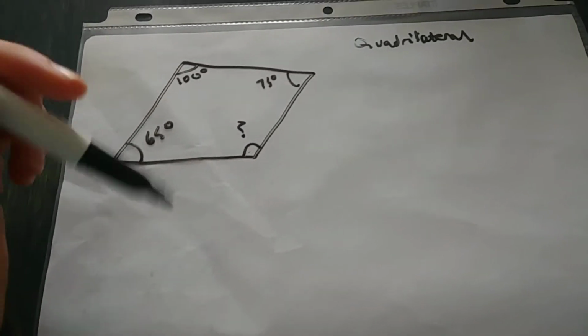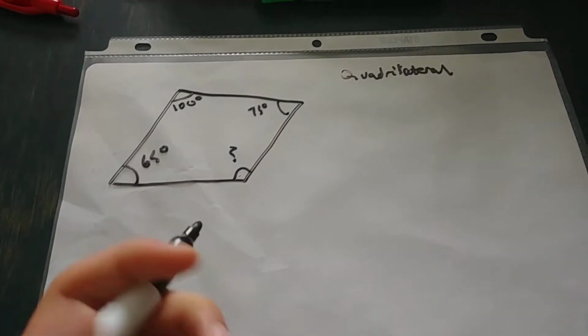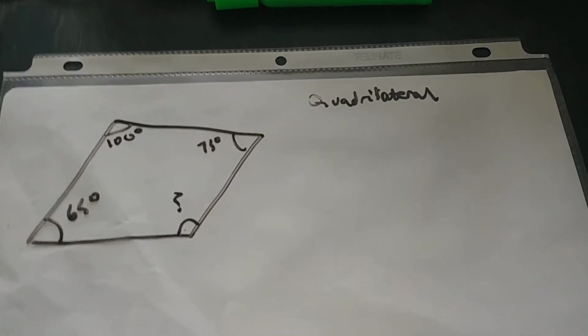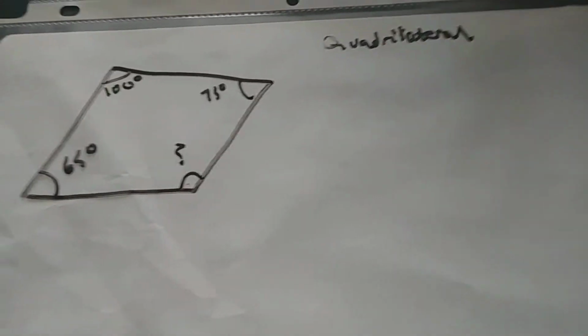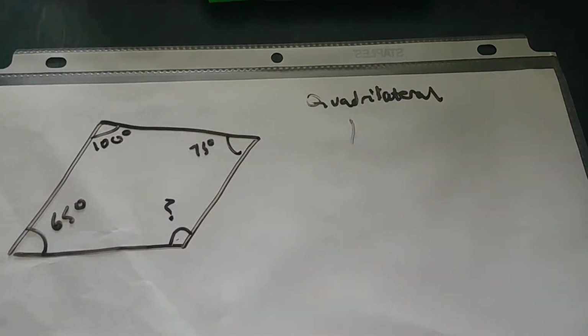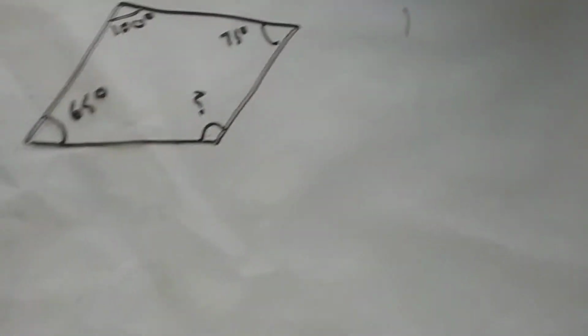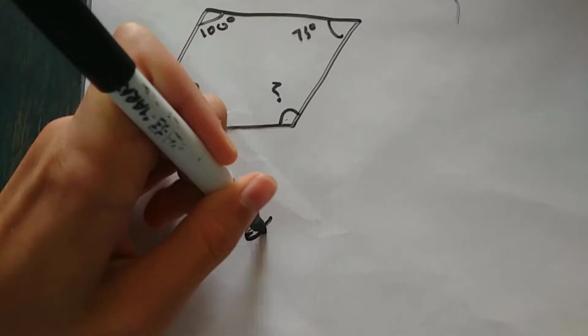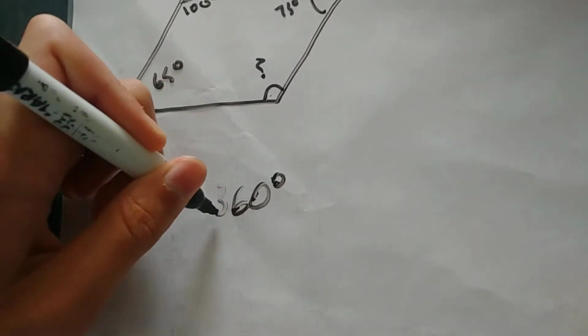Hey, we're going to be looking at some ACT problems. So let's look at this first thing. If we're trying to find this missing angle, what do we do? Well, if it's a quadrilateral, then we know that all the angles should add up to equal 360 degrees.